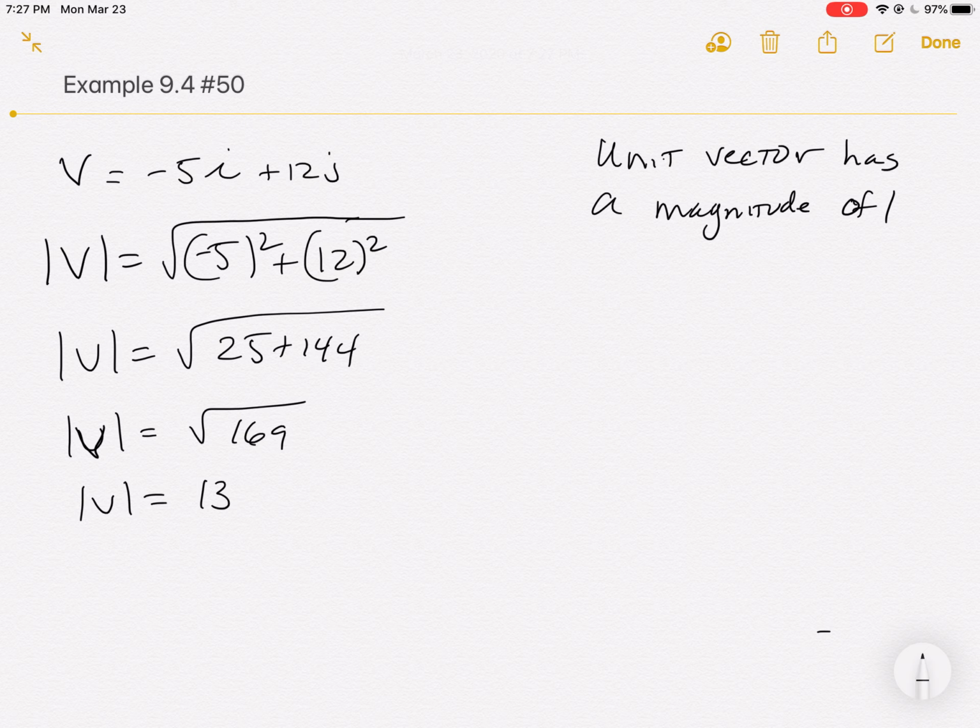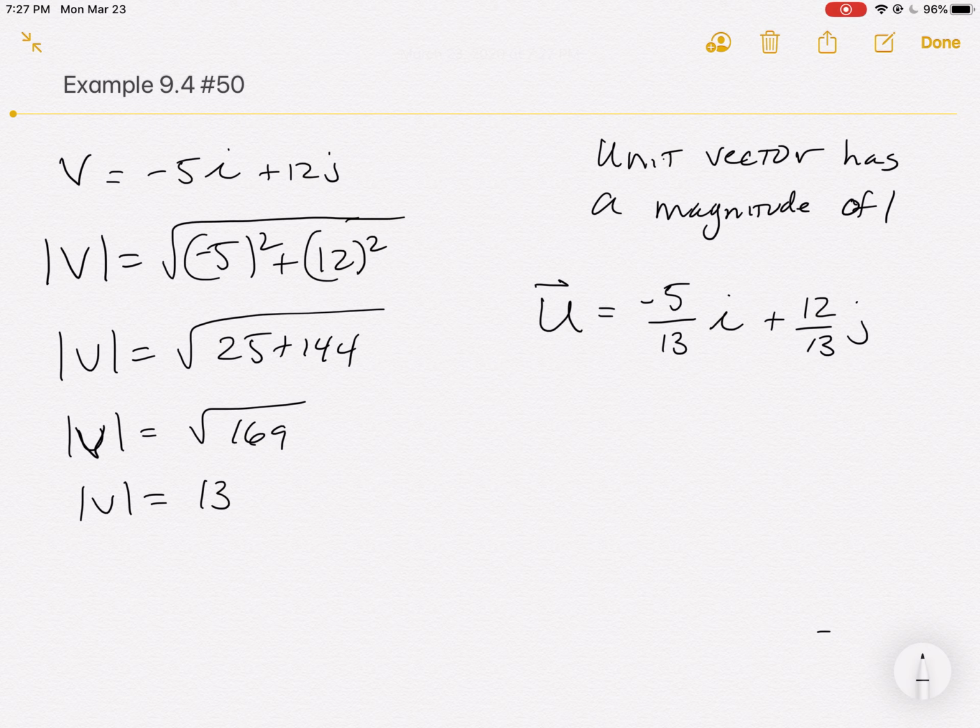And so how do we get the unit vector that's headed in the same direction? Well, it's going to be the same direction if the y over x ratio is the same, because remember, it's tangent that determined what our reference angle was. And so all we have to do is proportionally scale it back and look at negative 5 over 13i plus 12 over 13j, just dividing the v by the 13.